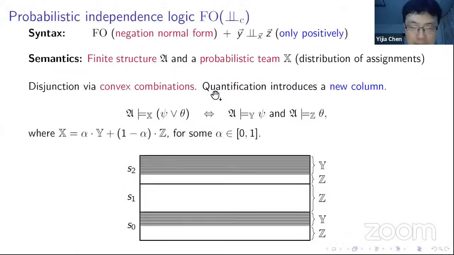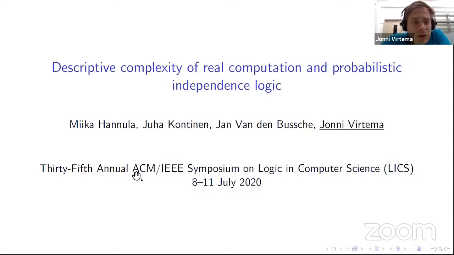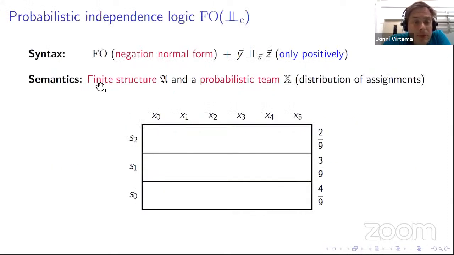Okay, so our second paper is on the descriptive complexity of real computations and the probabilistic independence logic. So, should I start? Okay. Yes, please, Jonni. Thanks. Yes, so this is a joint work with Miika Hannula, Juha Kontinen, and Jan Van den Bussche. And Miika and Juha are present, and I think Miika can also answer questions if there is something to be asked.